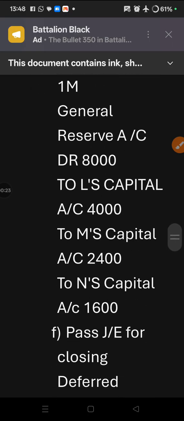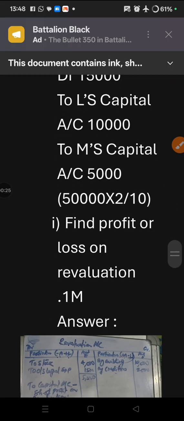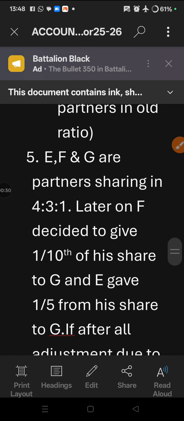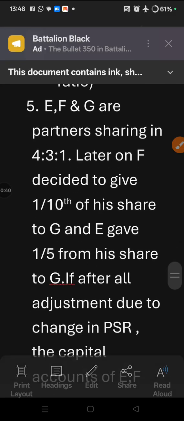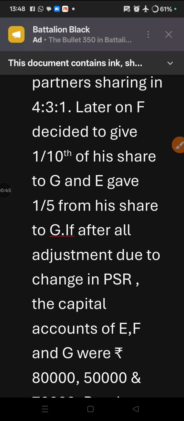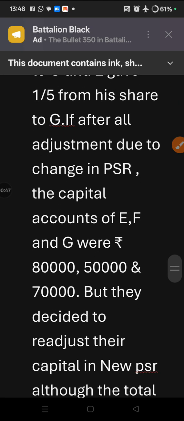The question number 5: E, F and G are partners sharing profits in 4:3:1. Later on, F decided to give 1/10 of his share to G and E gave 1/5 from his share to G. If after all adjustment due to change in PSR, the capital accounts of E, F and G were rupees 80,000, 50,000 and 70,000.